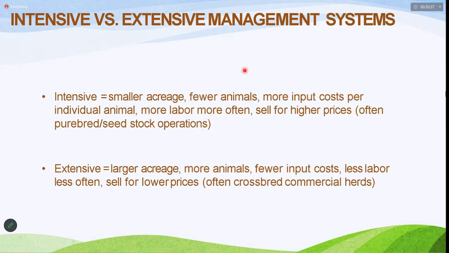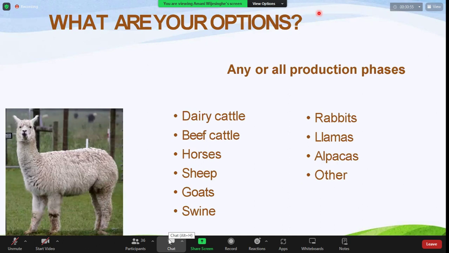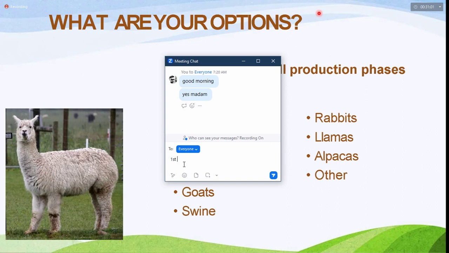So less labor often and they sell for lower prices. Okay, so you can think about why intensive care has high price and extensive care has a low price. Okay. Then we'll see what are the available animals for the livestock.